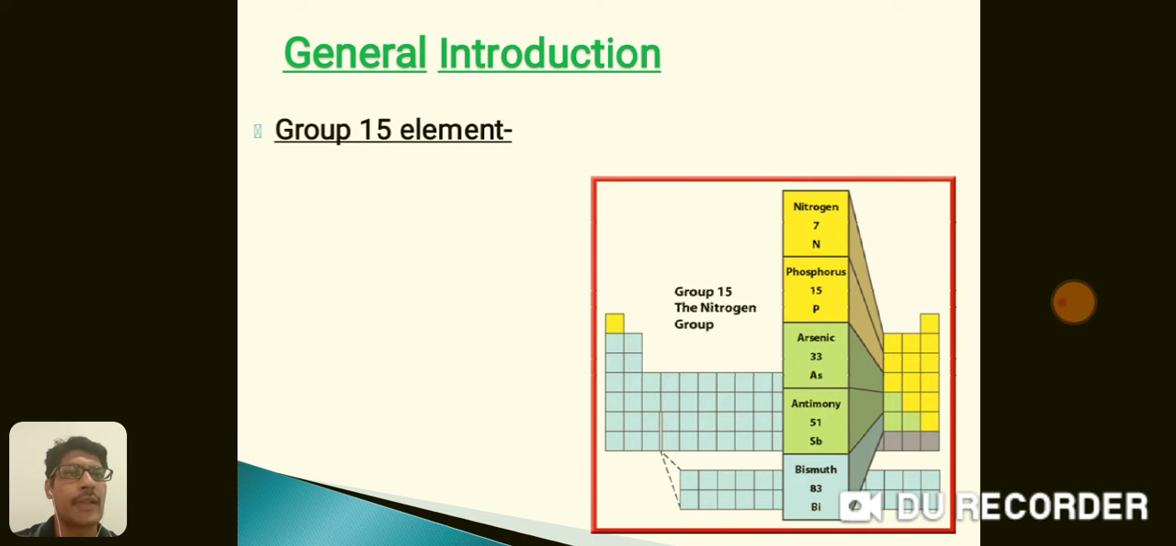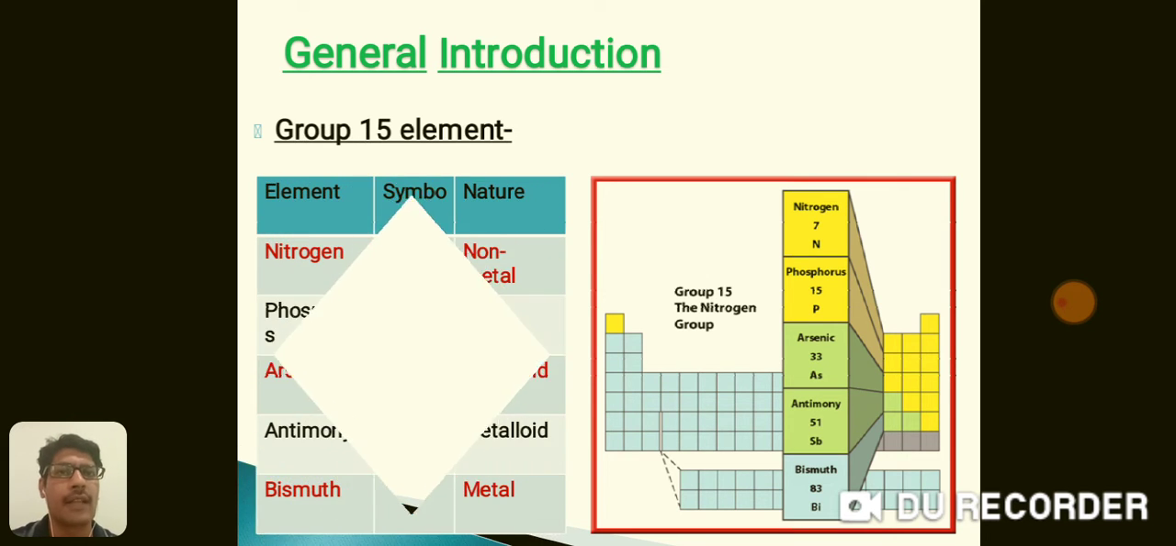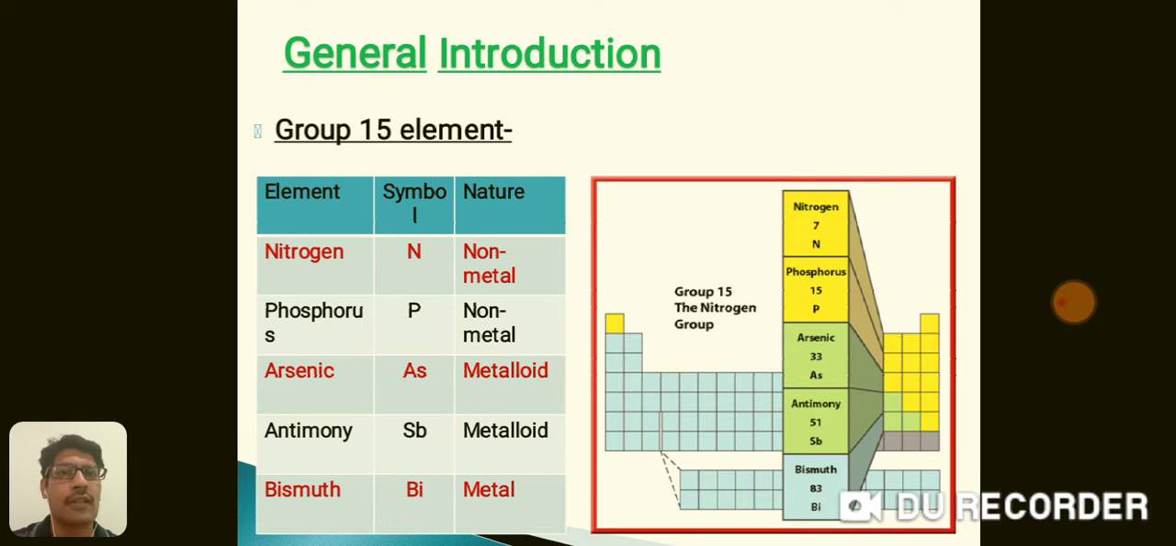This is group 15, that is the nitrogen family, in which nitrogen, phosphorus, arsenic, antimony and bismuth are present, out of which nitrogen and phosphorus are non-metals, whereas arsenic and antimony are metalloids and bismuth is the only metal.